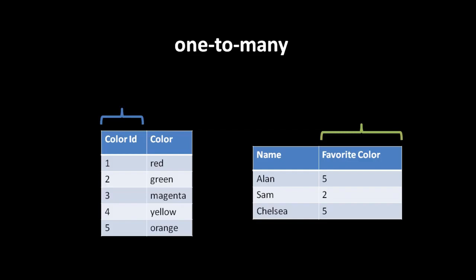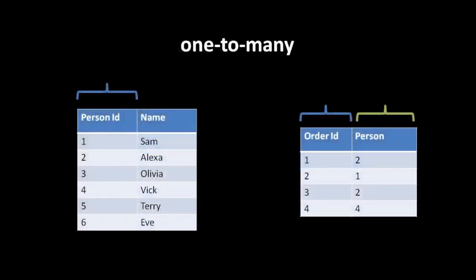And the way this gets expressed is that we have the two separate tables, one for the colors, one for the people, and the people table has a foreign key pointing to the primary key of the colors. Or for another example, one person might make multiple orders. So if you have a table of people and you have a table of orders, the orders table has a foreign key referencing the primary key of the persons table.